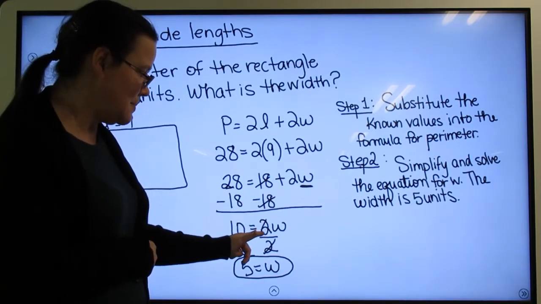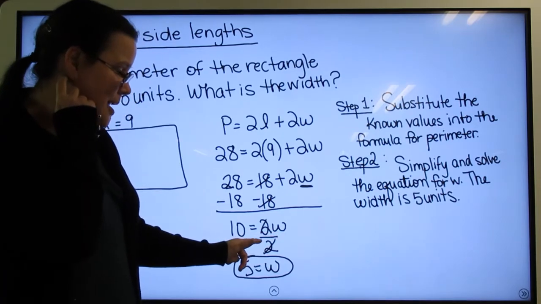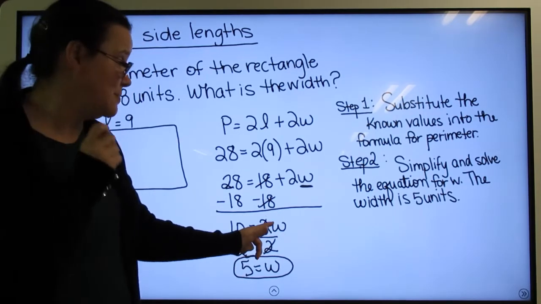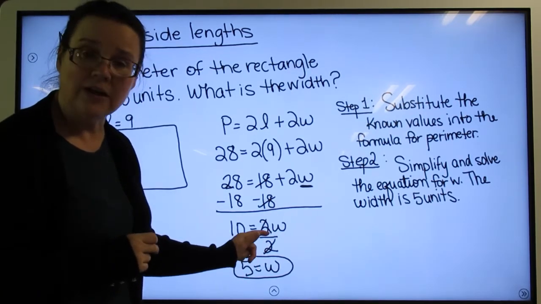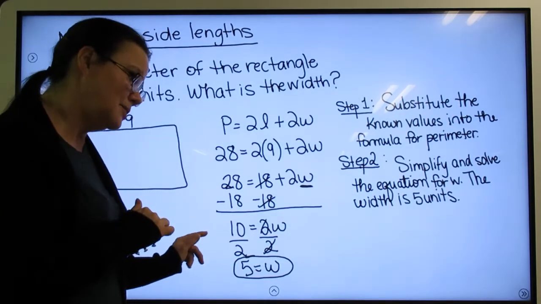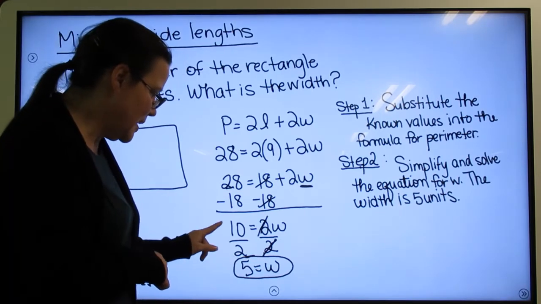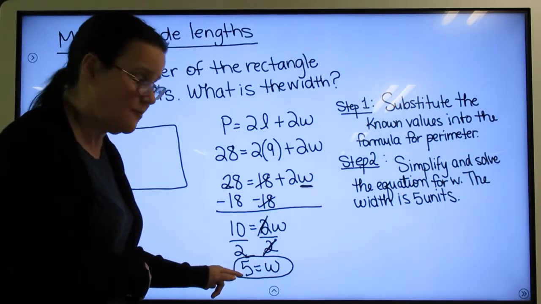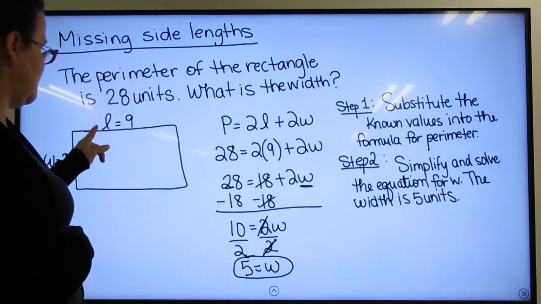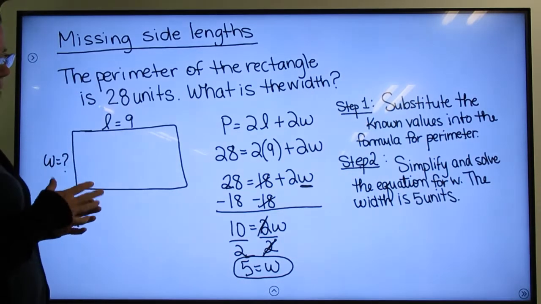And then I bring down my 2 times the W, and I'm going to divide it because the opposite of multiplying is to divide. And if I divide on one side, then I have to divide on the other side. And those 2's cross out, and 10 divided by 2 is 5. And my width is 5. And that would be my answer.